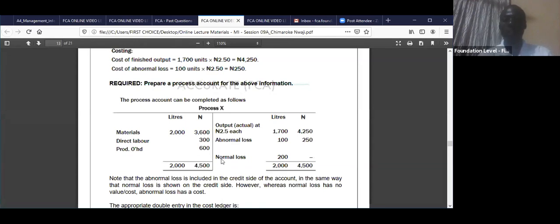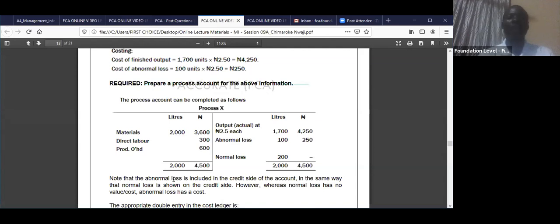You put your normal loss 200, no value here. The rest is for your abnormal loss and actual output. So do your abnormal loss next. You can write all this as it is first, but when putting values, put normal loss first, then go to abnormal loss. How much is the abnormal loss? 100 liters. How much is the price for each good output? It's 2.5. Multiply, you get this. Then the actual output becomes your balancing figure.